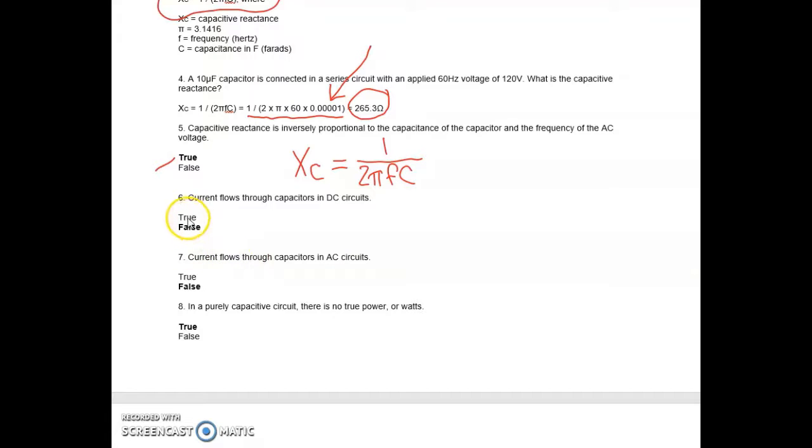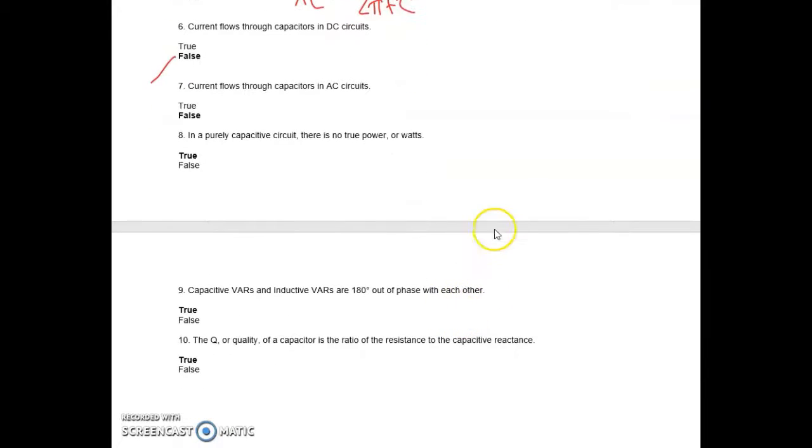Number 6, true or false? Current flows through capacitors in DC circuits. That's false. Current does not flow through capacitors. Number 7 is also false. Current flows through capacitors in AC circuits. That's false. It appears that current is flowing through the capacitor in AC, but really it's not. Again, if current flows through a capacitor, that means it's flowing through the dielectric. That is leakage current, and that means that the capacitor is bad.